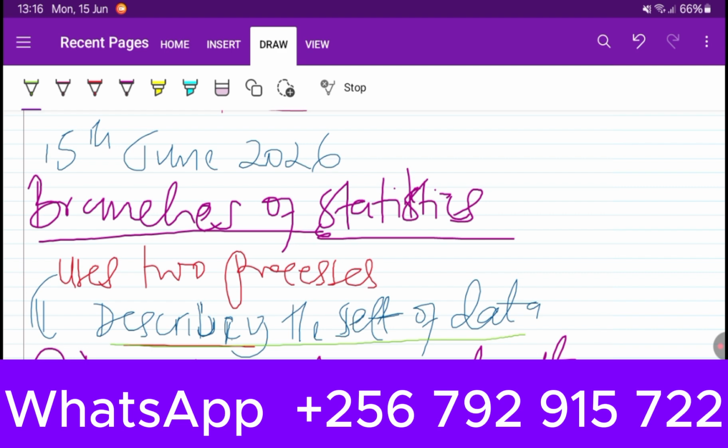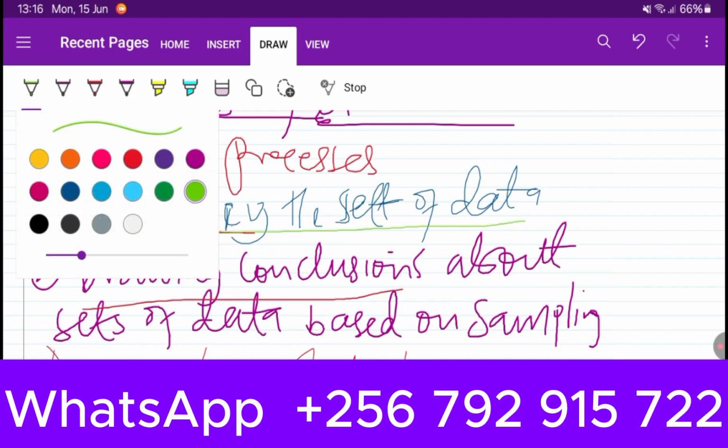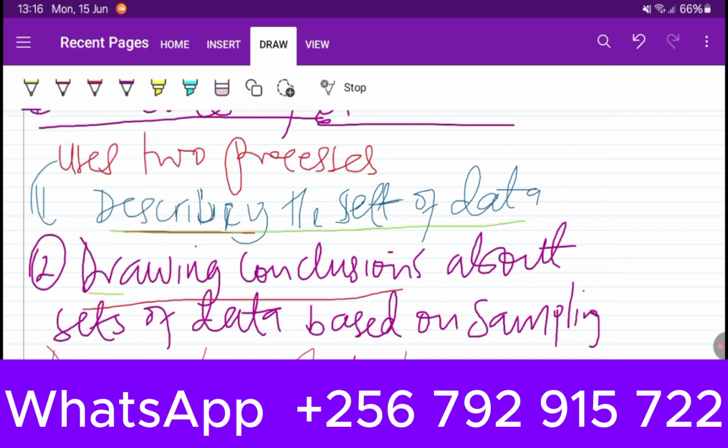The other process is what we call drawing conclusions about the data set based on sampling. Here we make estimates, we draw conclusions, we make decisions, we make predictions about the set of data based on the sampling method that we have used.